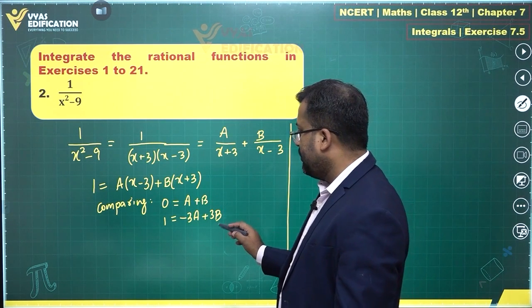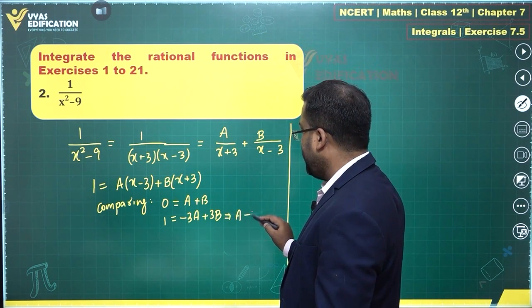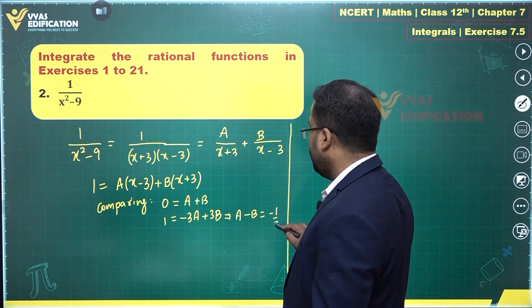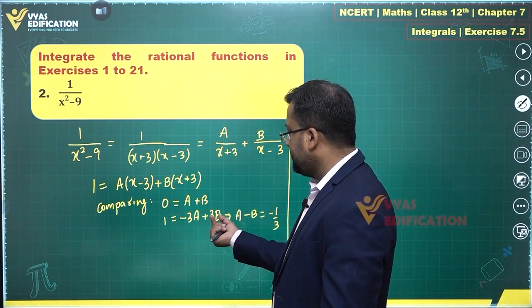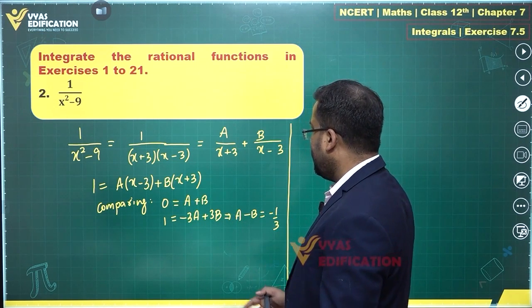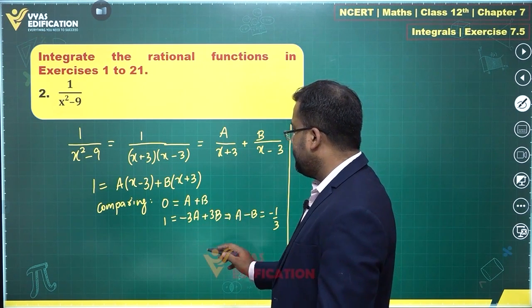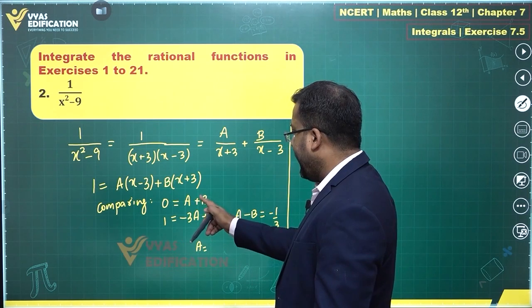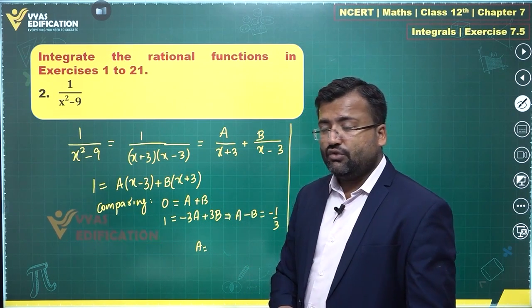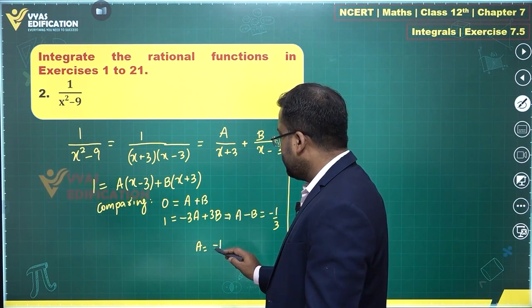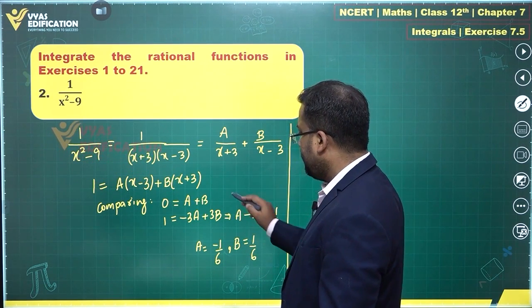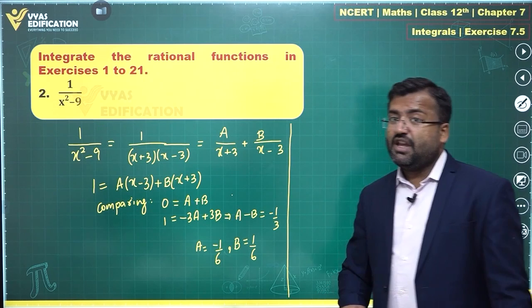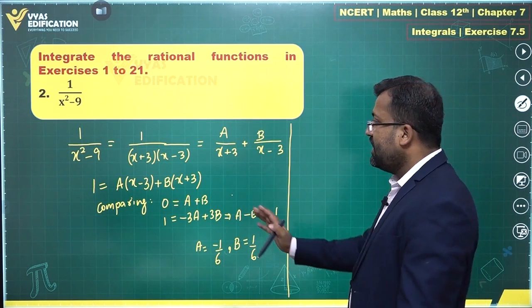A plus b is equal to 0, and here I observe that a minus b is equal to minus 1 by 3. Dividing by minus 3 throughout, this becomes 1, this becomes minus 1, and this becomes minus 1 by 3. A minus b is known, a plus b is known, therefore addition of these two will give me the value of 2a, which is minus 1 by 3, so a becomes minus 1 by 6, and b becomes 1 by 6 with the help of this. Right, a and b have been found.